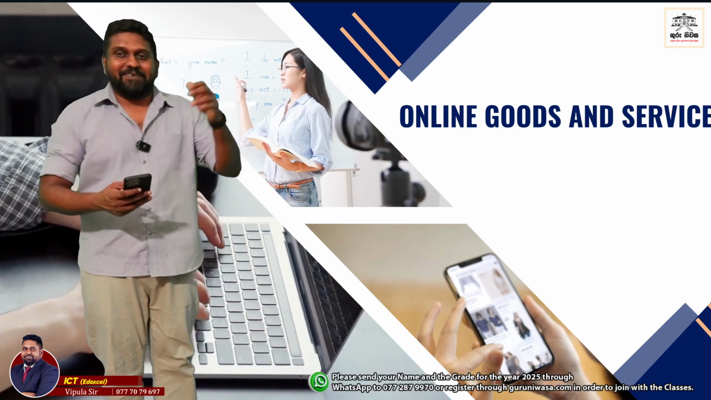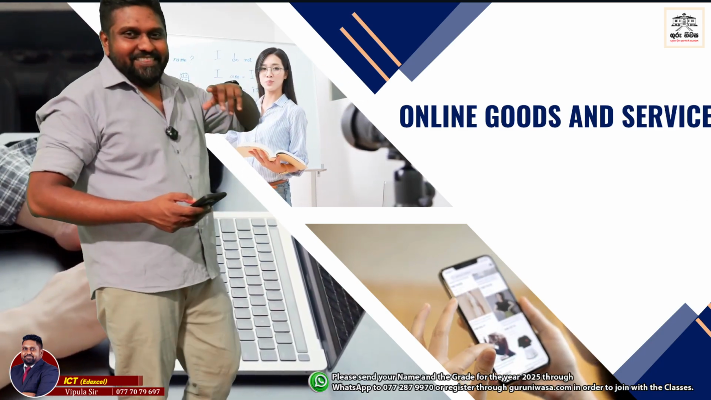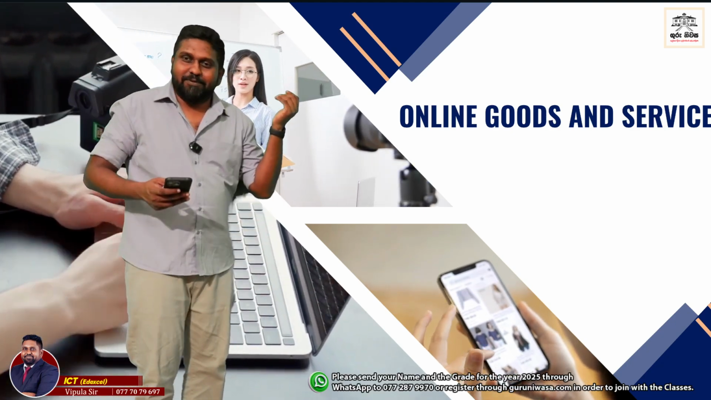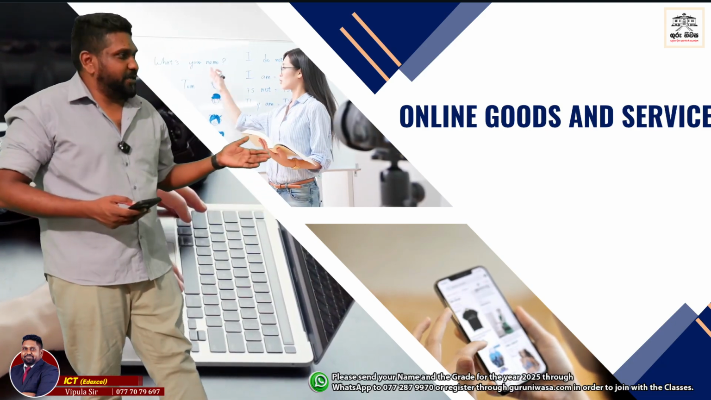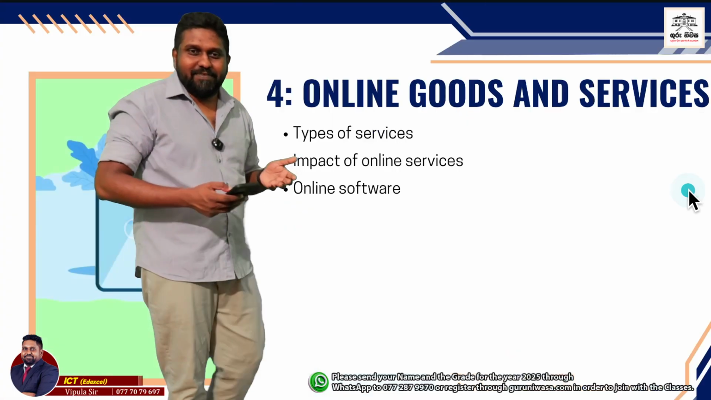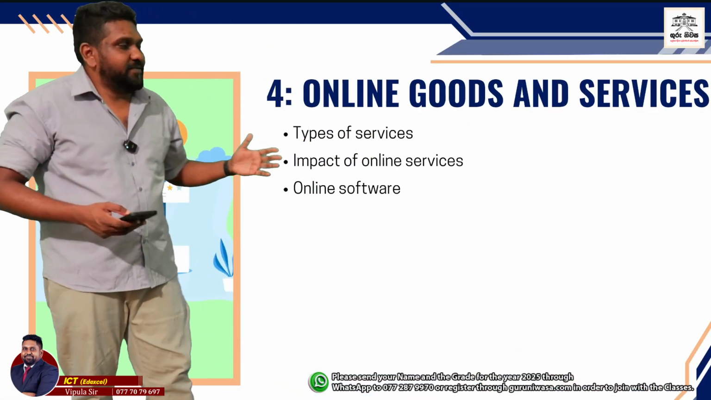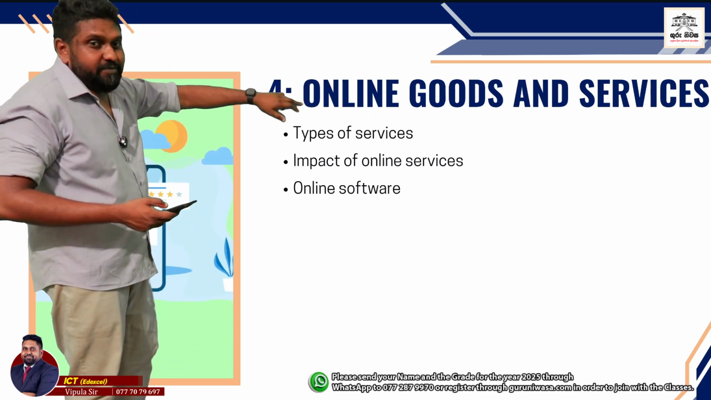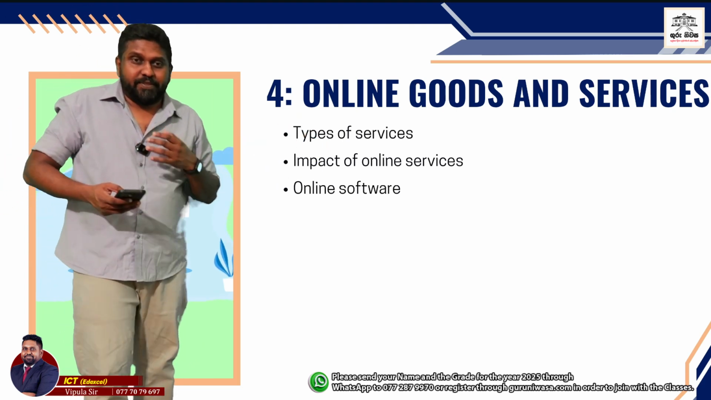Then we talk about a good point which is known as online goods and services. Okay, so in a way it's talking about e-commerce portals, right? Where you purchase something, where you browse, and you try to make a transaction. So let's see what this is. When it comes to online goods and services, we just talk about three main factors: types of services, the impacts of online services, and obviously what is online software.